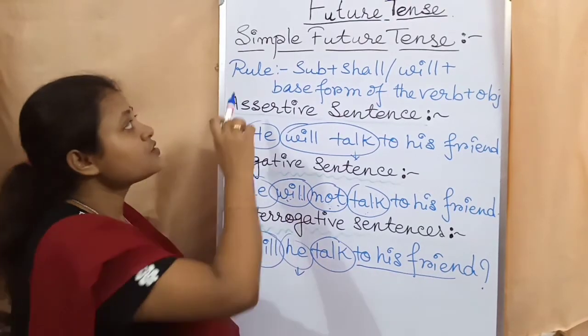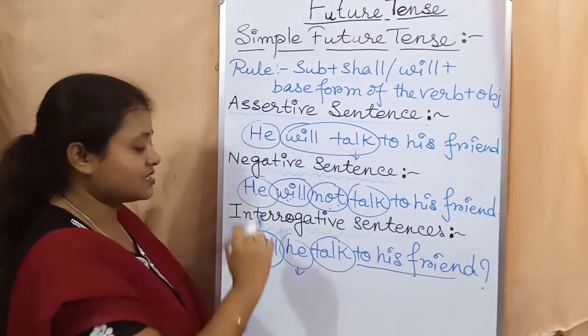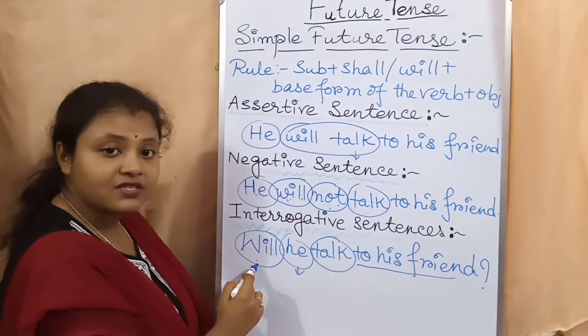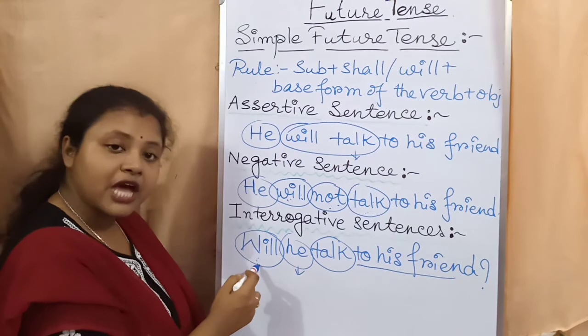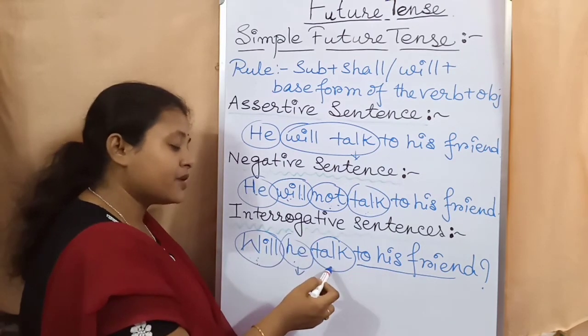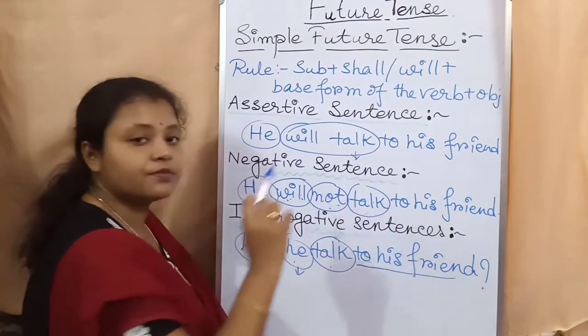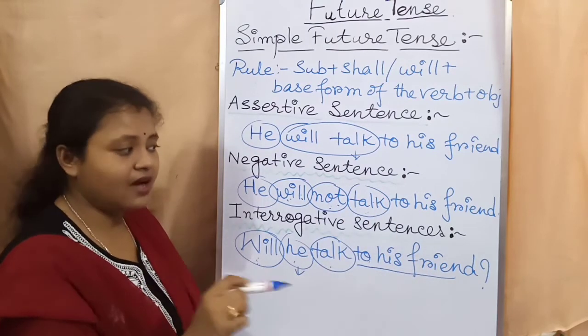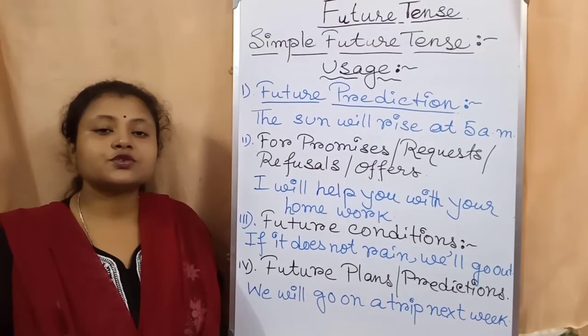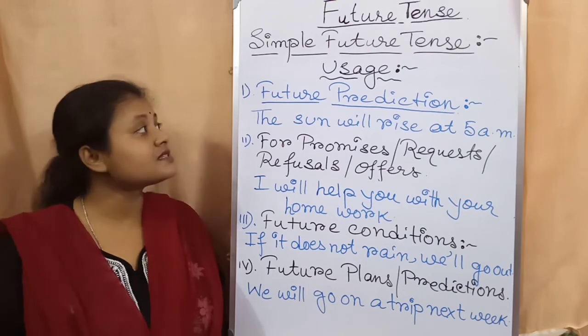Okay, students. So here the rule is for the assertive sentence. And here, what is the rule of this sentence? First, you have to write shall or will. After that, subject. Then the present tense of the main verb. Then the remaining portion of the sentence. Then the question mark. So, students, what are the usages of simple future tense?